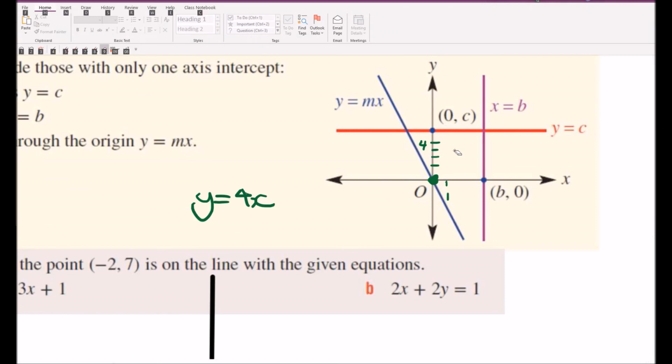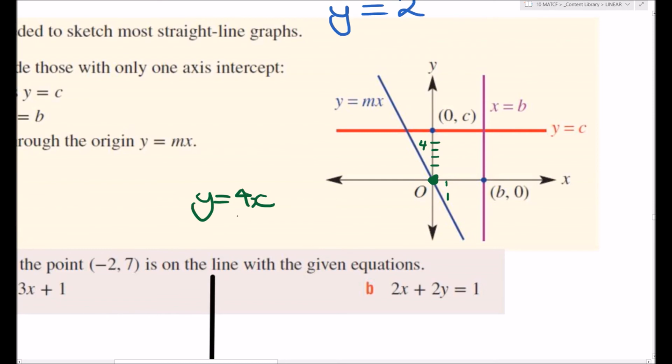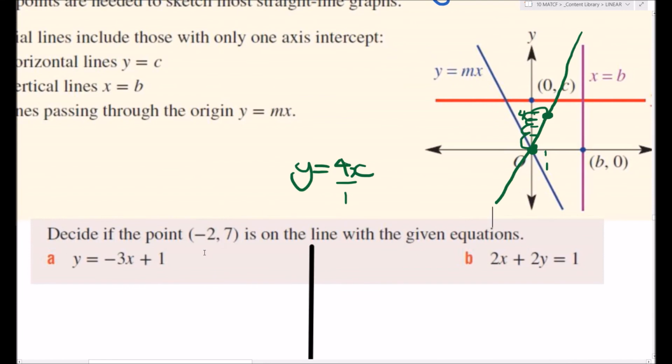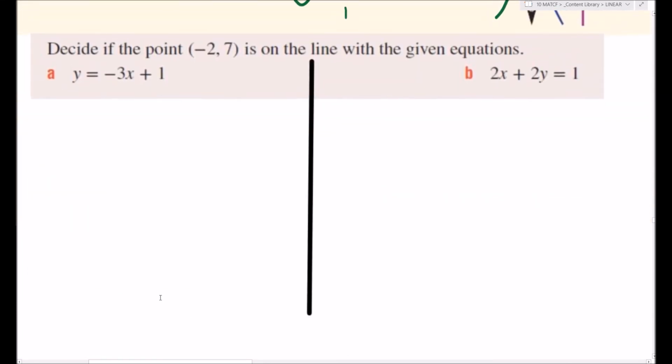Okay, we'll do some more examples later. So let's say that this is 4/1. That's my gradient. That means the rise is 4, the run is 1. So 1, 2, 3, 4. The rise is 4 and the run is 1. There's my other point, and then from there I can draw my line. Okay, let's move on to the next part and actually do some of these examples so we can get what we're doing.